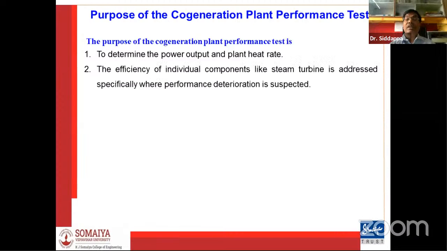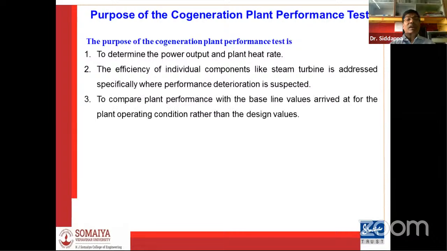I told you just now, it's a steam turbine or a gas turbine, specifically where performance deterioration is suspected, for which reason they are not performing properly, and to compare the plant performance with the baseline values arrived at for the plant operating conditions rather than the design values. Generally, every system has two values. One is a design value for optimal output. It has been designed at high pressure and high temperature or high power output, and there are some baseline values for which it is designed.